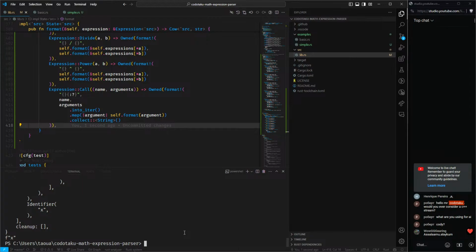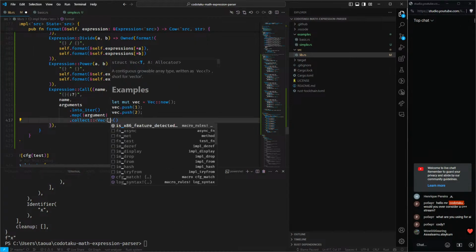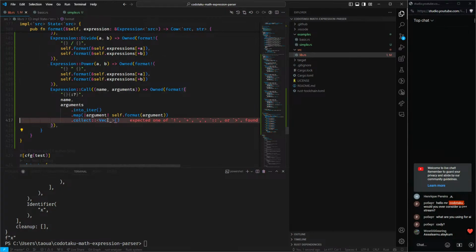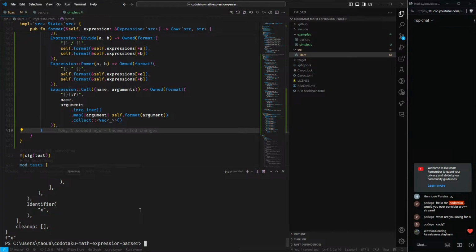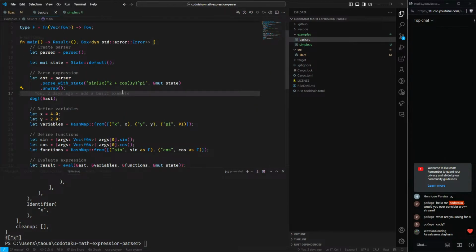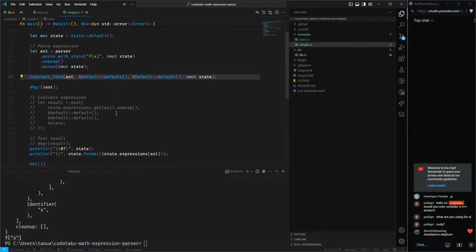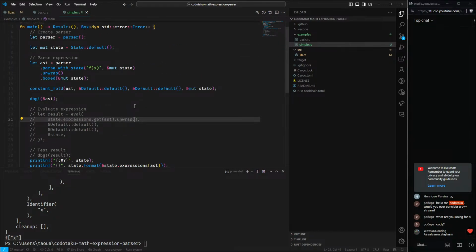F of x. Interesting. Well, honestly, my solution or my idea was to use a vec instead, and it would give me a format there as a debug. There you go. Yeah, that's what I was thinking. It's not perfect, but should do the trick for now at least. So yeah.